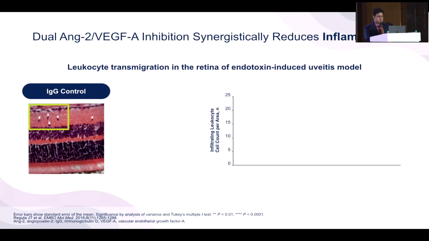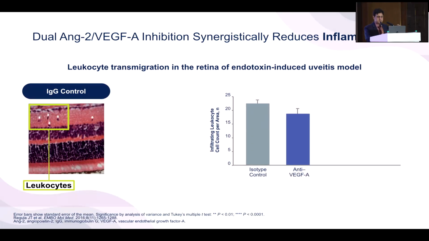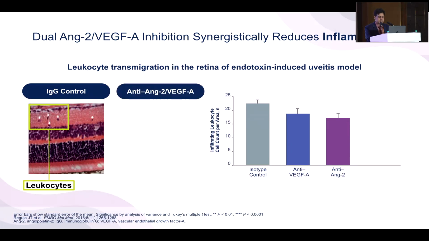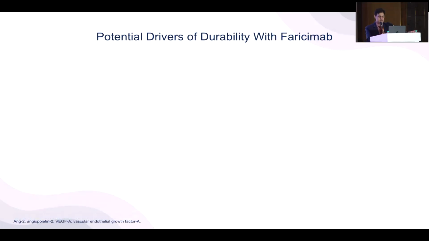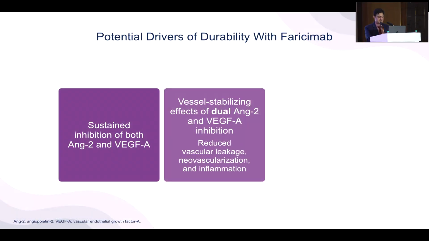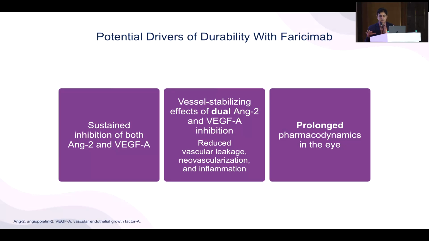So this is a study which was done in the mouse model, and they said that you can see the presence of leukocytes when they induced a uveitis in the mouse model. Leukocytes were seen within the retina, and when we treated it with anti-VEGF-A or anti-Ang2, then still some leukocytes were present. But when we treated it with a combination of anti-VEGF and Ang2, then there was a very significant difference in the absence of leukocytes within the retina. Hence it has a definitive role in controlling inflammation, that is, the inhibition of the Ang2.